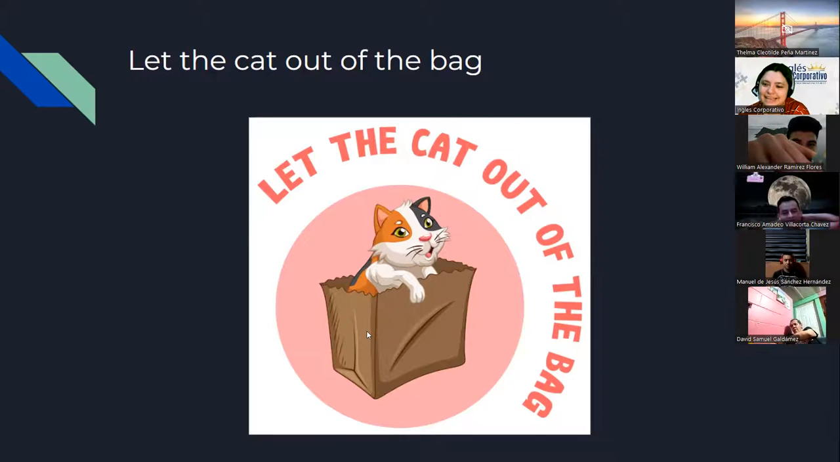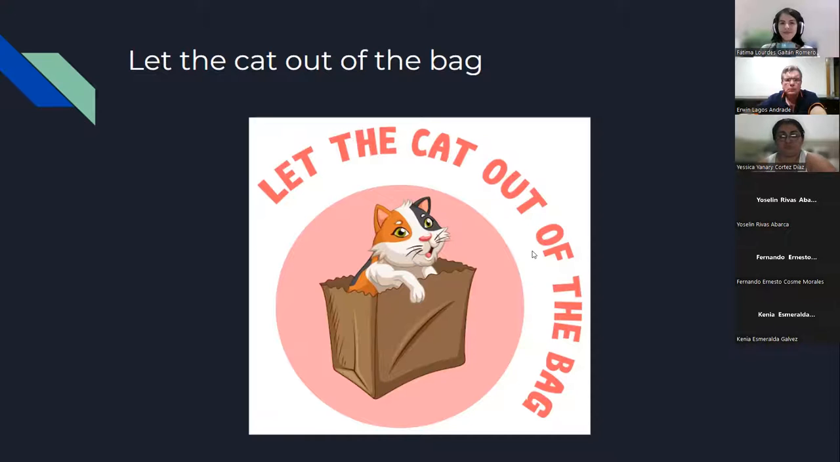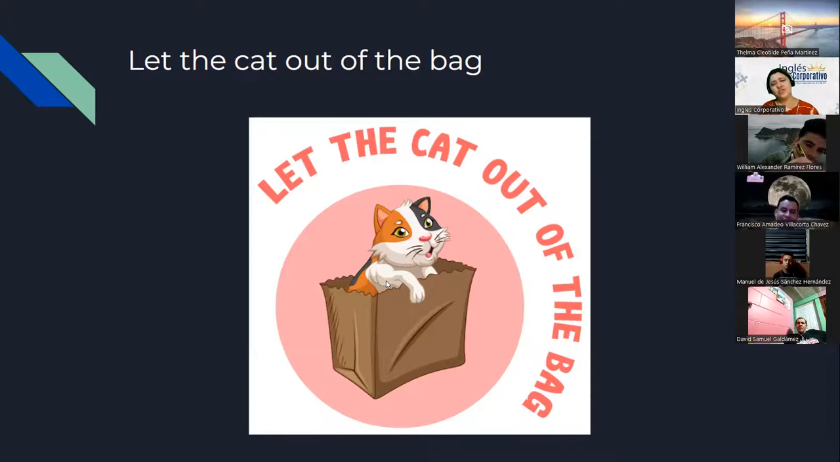Soltar la sopa. Exactly. That will be the equivalent in Spanish. So instead of going to someone and saying, "Hey, tell me the secret, please, I want to know the secret," and sounding like you speak Spanish, of course, you say, "Hey, let the cat out of the bag." Yes. Because it's going to sound a little bit more native when speaking.